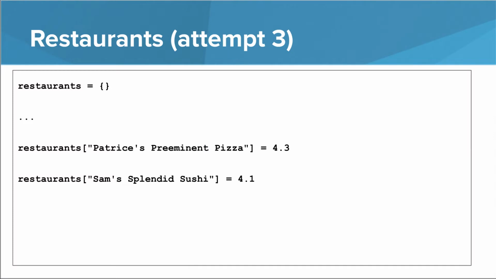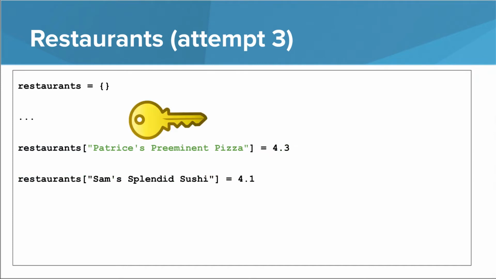Let's go back to the restaurant example. In this version, we use a dictionary. We can declare an empty dictionary like this. It is similar to the way we declare an empty list, except it uses curly braces instead of square brackets. We can then insert key-value pairs into our dictionary like this. Note that when inserting things into our dictionary, we use square brackets. This will be true when we retrieve things from our dictionary as well.